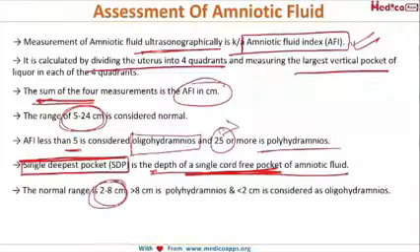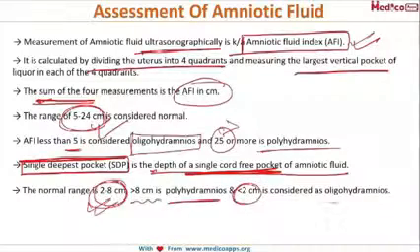So, you have 2 ranges here, one of AFI, that is 5 to 24 centimeter, and SDP or single deepest pocket, it is 2 to 8 centimeter. If it is more than 8 centimeter, we call it polyhydramnios, and if it is less than 2 centimeter, then we consider it as oligohydramnios.